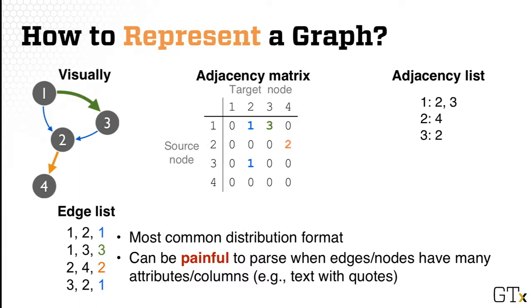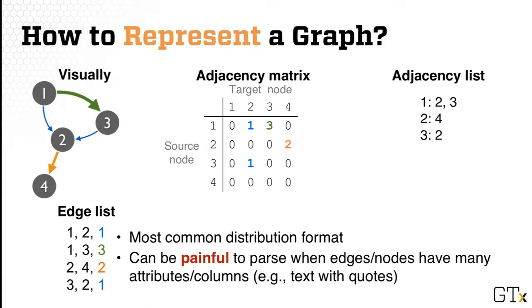A more compact way would be an adjacency list, where for each node, we only keep the target nodes that it's connected to. For example, at the top right here, we see node 1 is only connected to nodes 2 and 3, so we only store the node IDs 2 and 3. So an adjacency list is compact, but it's not the most common distribution format.